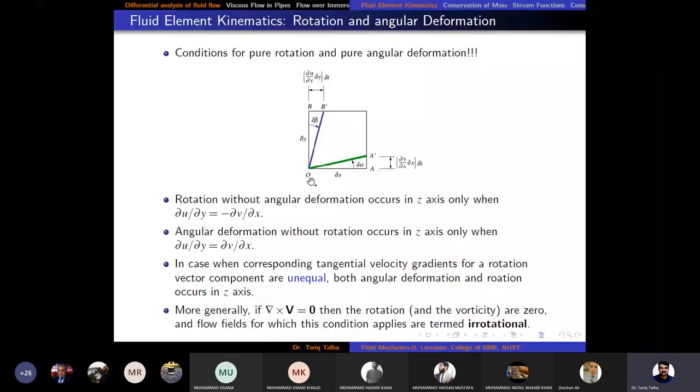More generally, if the curl of the velocity field is equal to zero, then the rotation and the vorticity are zero, and the flow field for which this condition applies is termed irrotational. If you remember the assumptions of the Bernoulli equation, which you discussed in chapter 3, I think, in your FM1, one condition for the applicability of the Bernoulli equation was that the flow should be irrotational. So now maybe you can understand better what it means to be irrotational when the curl of the velocity field is equal to zero. The other assumptions for the Bernoulli equation were steady flow and incompressible flow, and the flow should be along the streamline.